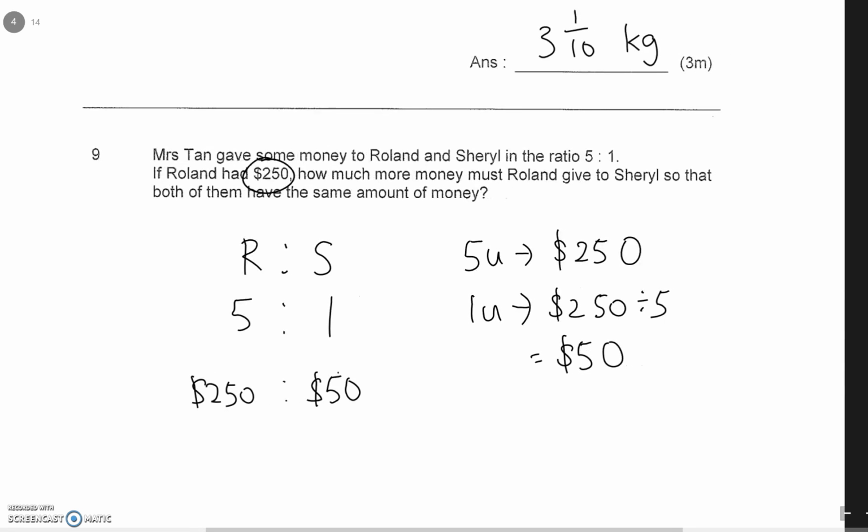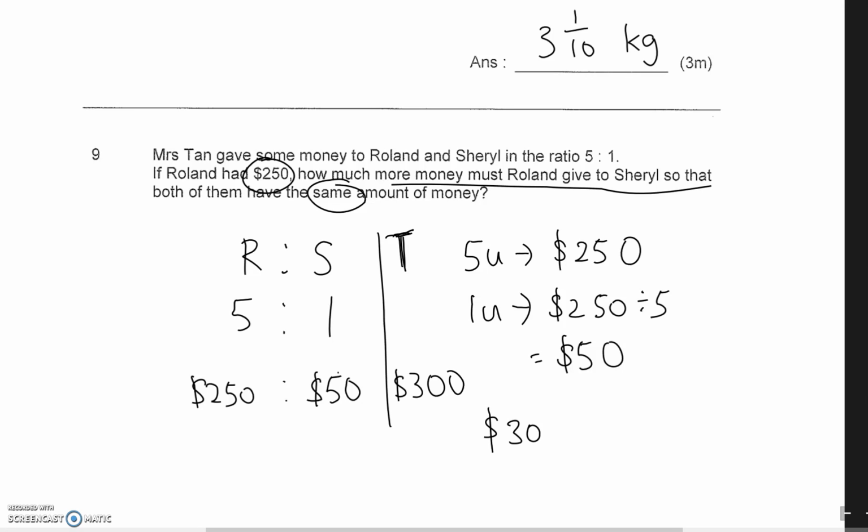Okay, I might just want to put the numbers at the bottom. So I know $50 is who, $250 is who. Okay, now the both of them actually had a total of, let's find out. Both of them have a total, T denotes total, of $300. Okay. Now the question would like to ask, how much more money must Roland give so that both of them have the same amount? Now, why do I want to find the total? Because if I know that 2 people got a total of 300, that means to be fair, so that everyone gets an equal number, everyone should be taking only $150 per person.